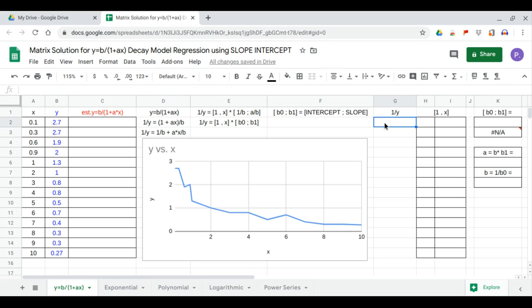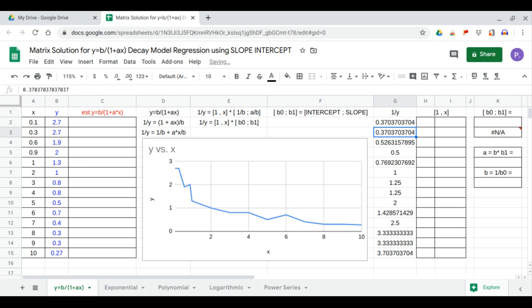So let's convert or transform our data set into its linear form. So we have our array formula 1 over the y values. Next, we convert the [1, x] matrix. So we have 1, that's a column of 1s, and the x matrix, which is our array formula of the x values.